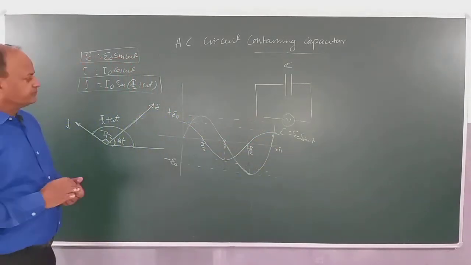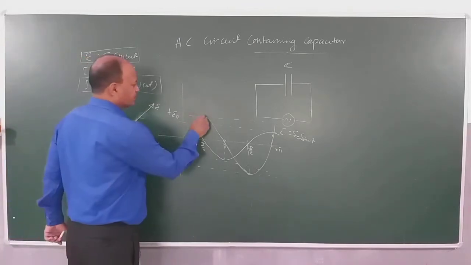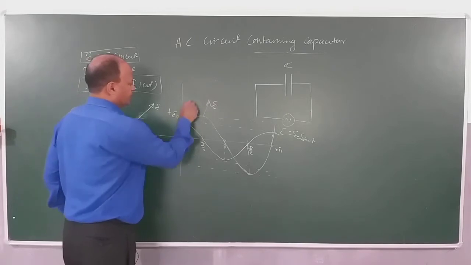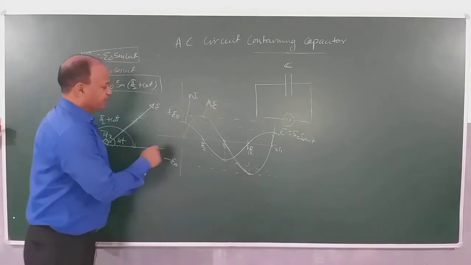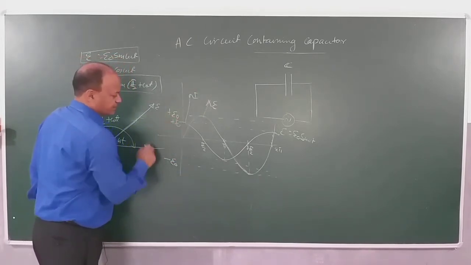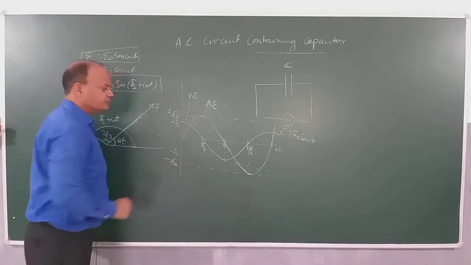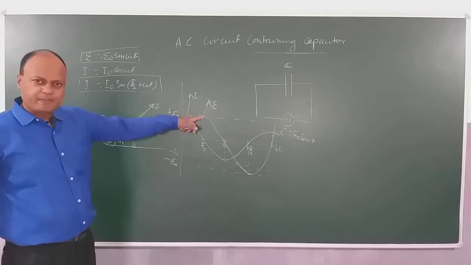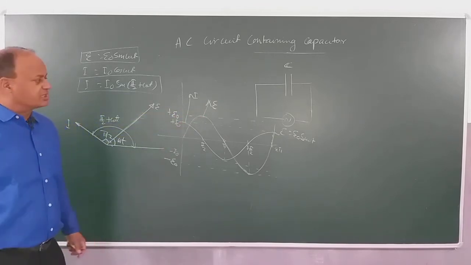So children, this is the graph for E and this is the graph for I. Remember, the amplitude of I is less than the amplitude of E. I will start from here and E will start from here. Clear? It's important for you to understand this graph.